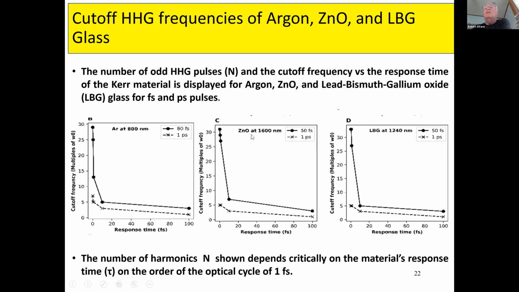There's zinc oxide, which is a solid at 1600, done by Reis's group, and he used a 50 femtosecond pulse, and obviously zinc oxide. The electronic response is on this order of magnitude. You would get this number of odd harmonics. The cutoff frequencies depend on the response time of the medium. Otherwise, it goes down to 5 when it has very slow response times.